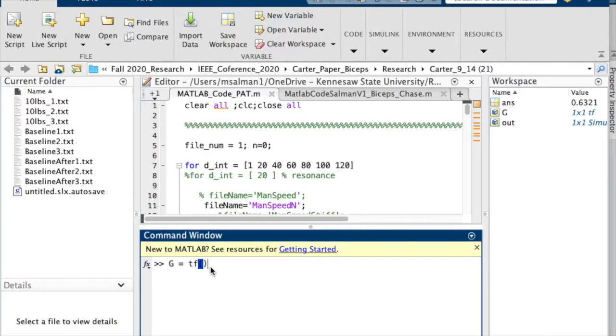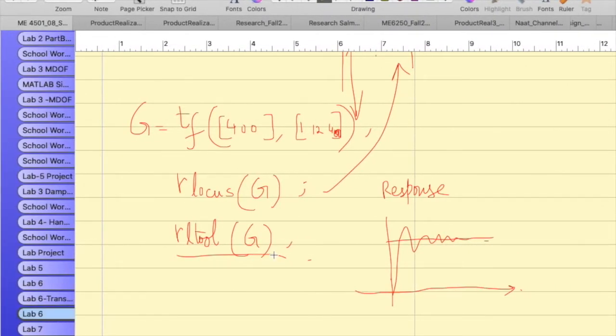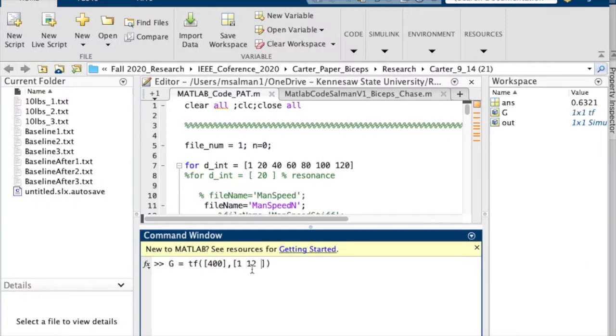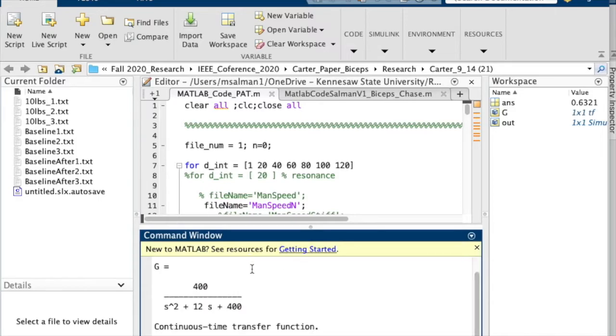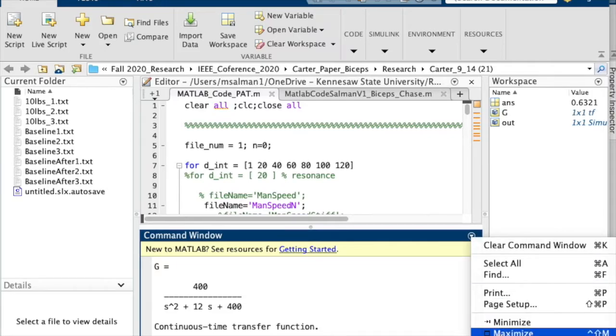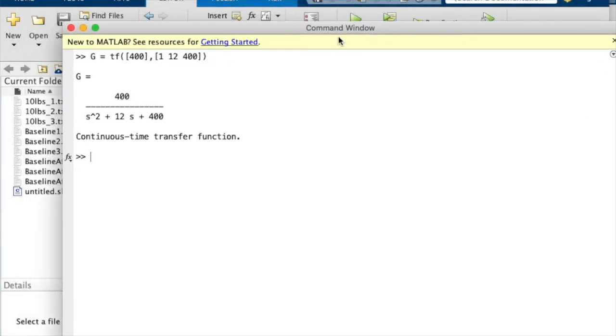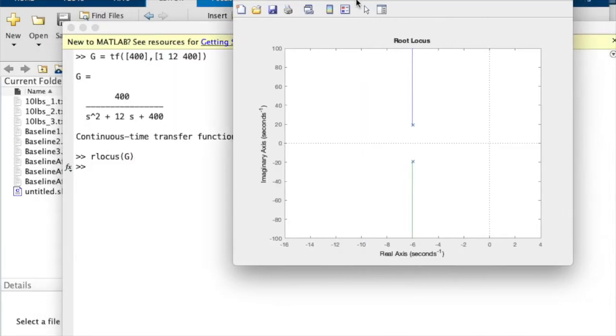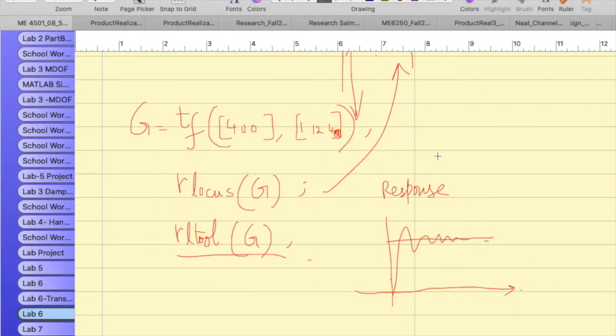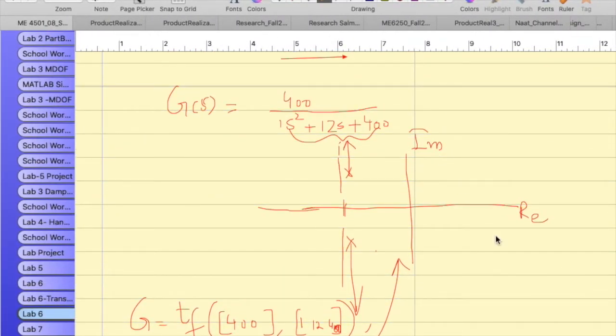So the transfer function is, numerator is, I believe, 400, denominator was 1, 12, 400, and then hit enter. This is the same transfer function. So let me maximize this, undock it. Now the next thing is root locus, and you see this is the same root locus which I just plotted here.